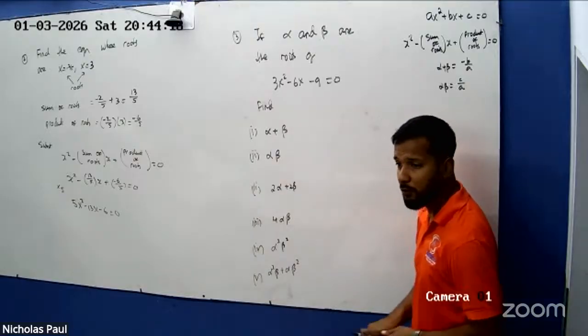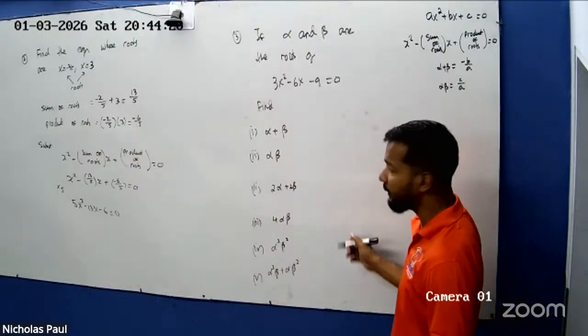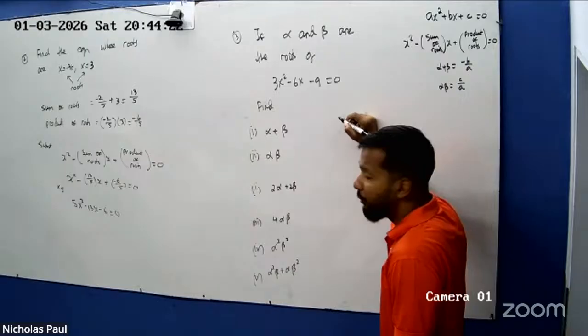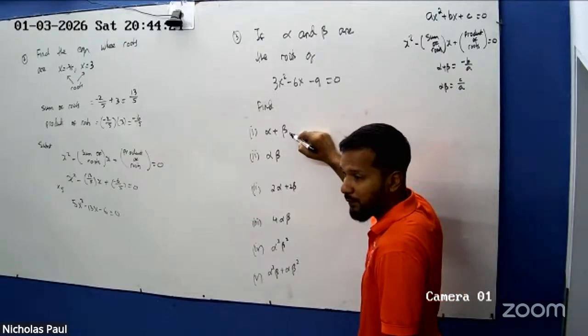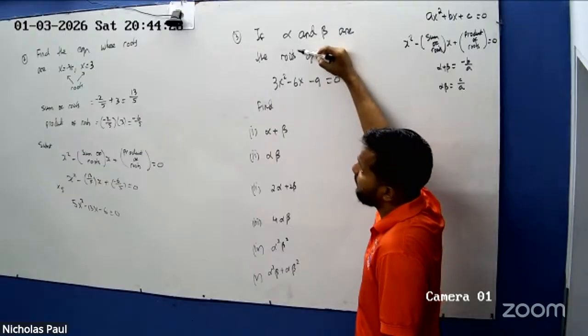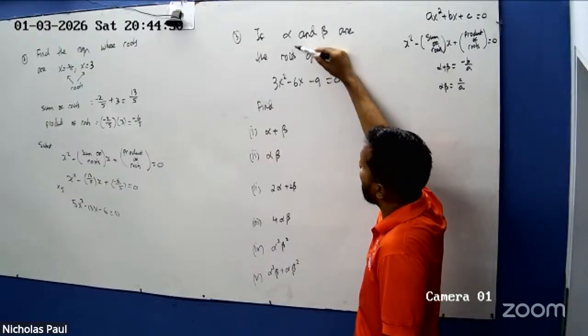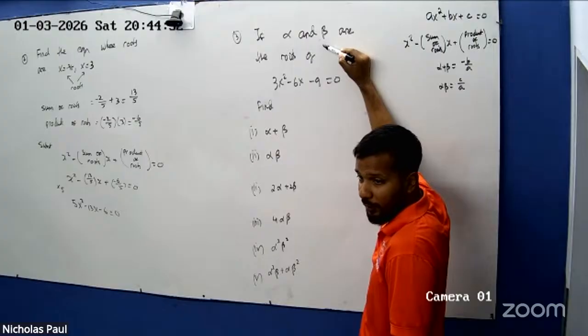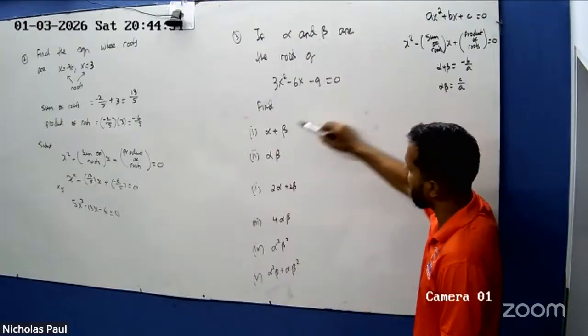All right. Watch here. I'll do this example for you. How do you find alpha plus beta? This is the quadratic I gave you, and I told you that the roots of the equation are alpha and beta. How do we find alpha plus beta?